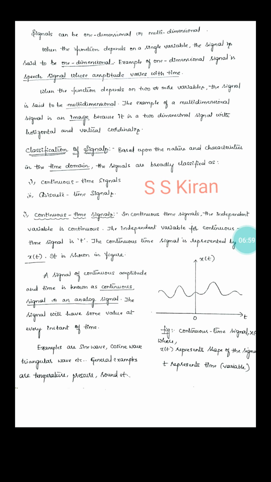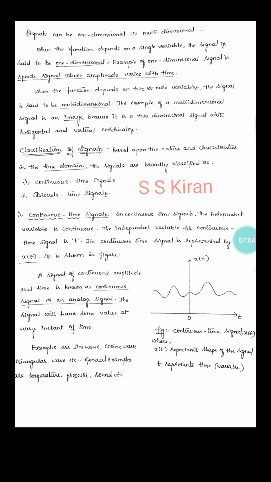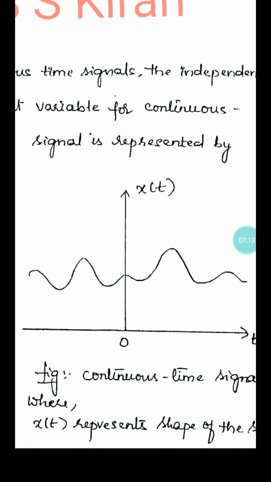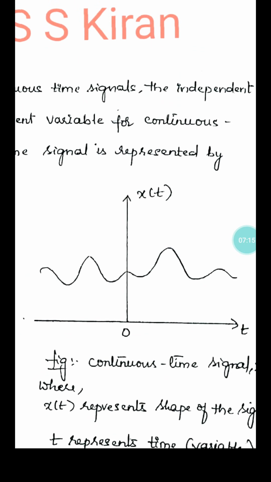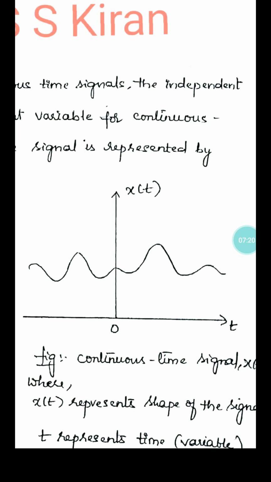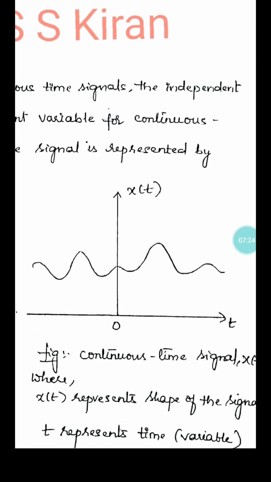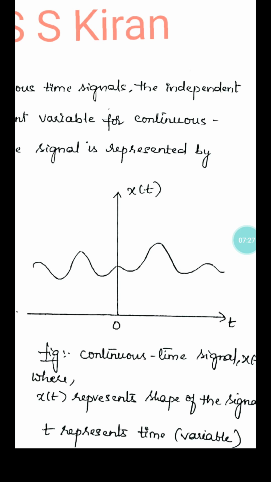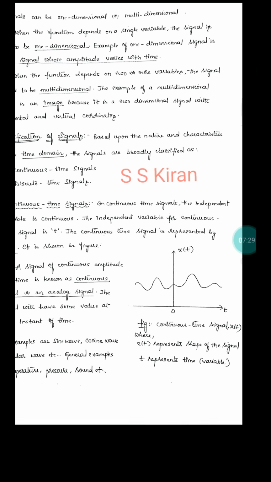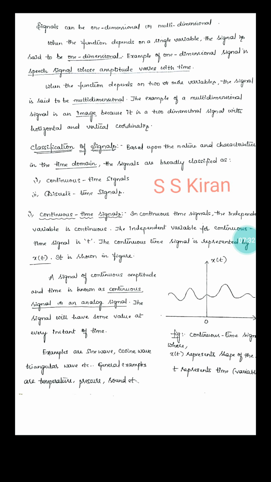The independent variable for a continuous time signal is t. The continuous time signal is represented by x of t. Just simply observe this graph. This is a continuous time signal. On the x-axis is t, and on the y-axis we represent x of t. x of t is a function of the signal.